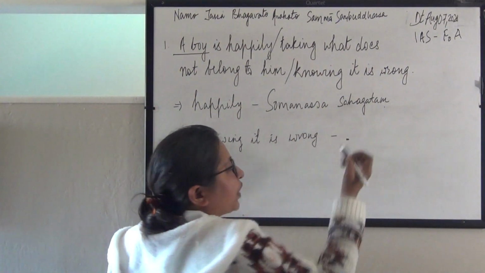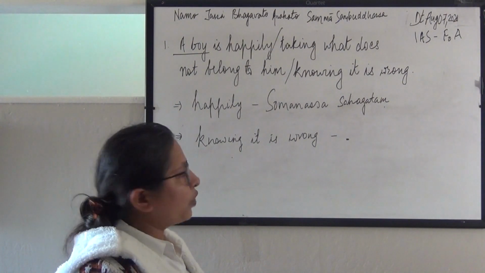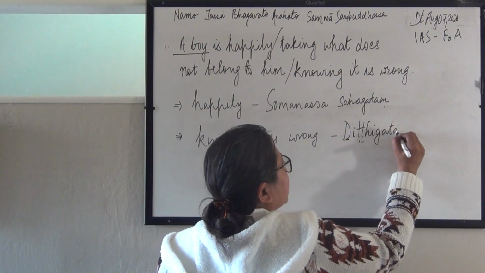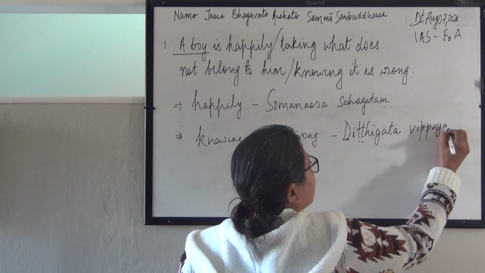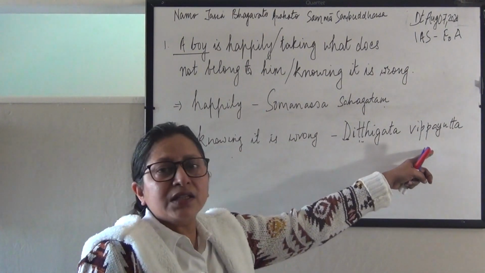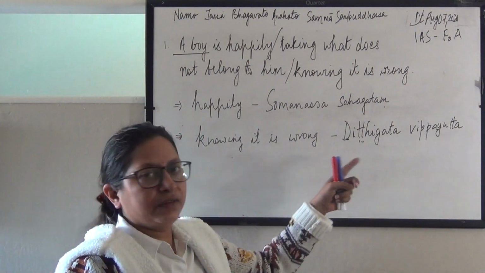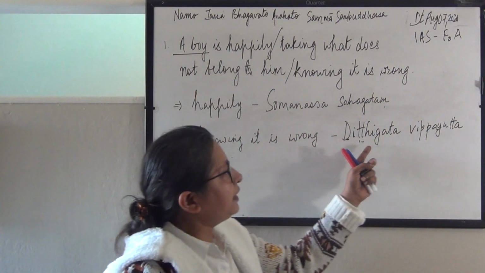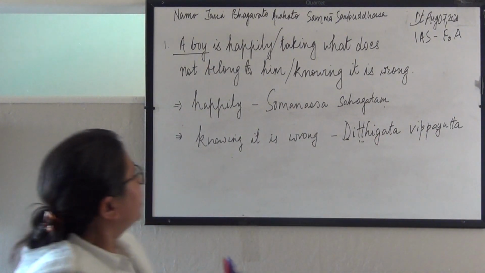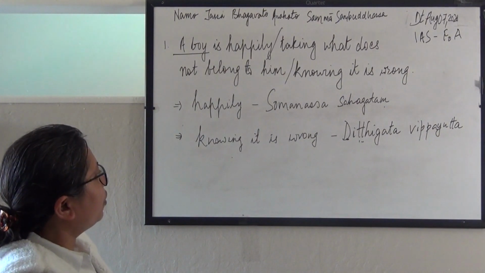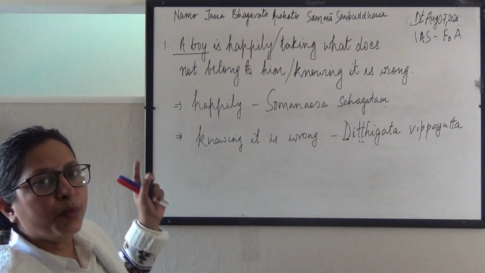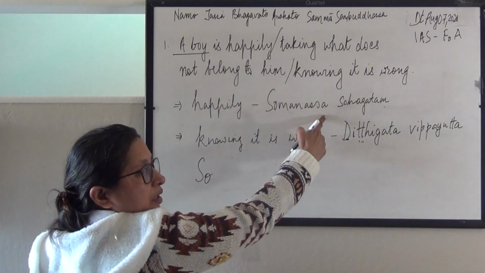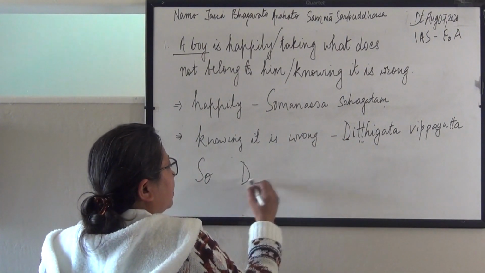It means that he does not have ditti, he knows what is right. So therefore we have this ditthigata vipayutta. Vipayutta means disassociated with, without michha ditti, without ditti. So he knows that it is wrong to do this, therefore it is ditthigata vipayutta, without ditti. Therefore from this sentence we come to know that the chitta of the boy while doing this action is somanasa sahagatam ditthigata vipayuttam.